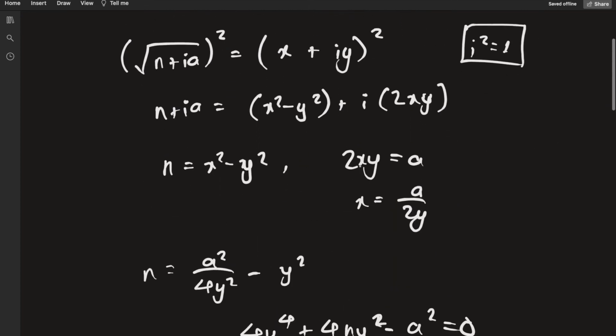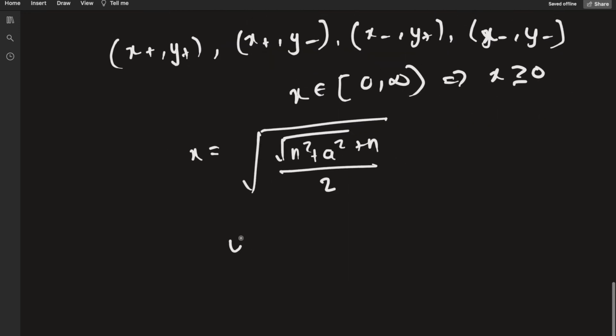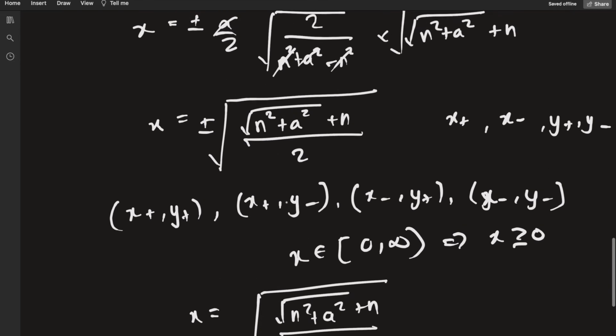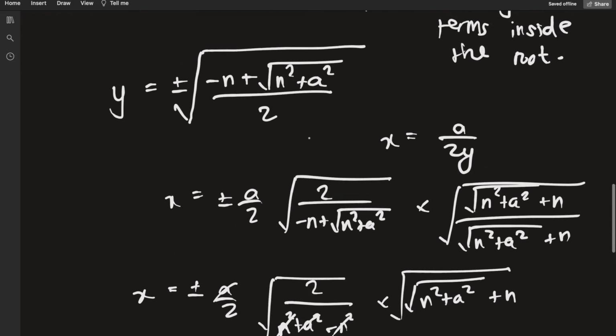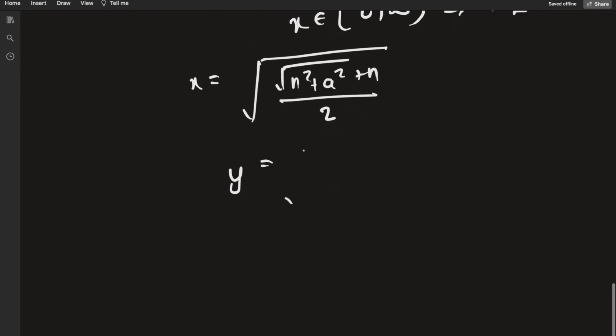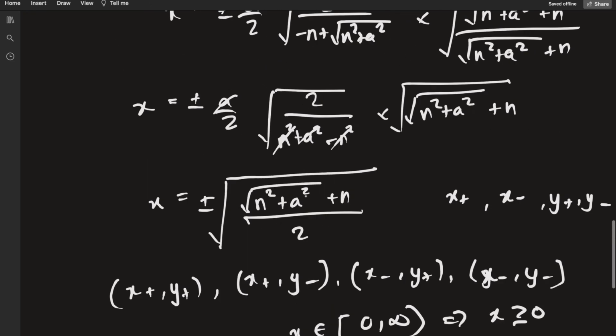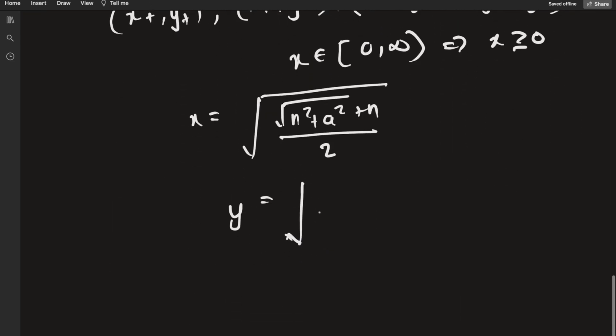was 2 times x times y, and a is positive, n is positive. We defined that by convention. So if x is positive, y has to be positive in order for a to be positive. So y is like the positive branch of negative n plus square root of n squared plus a squared over 2.